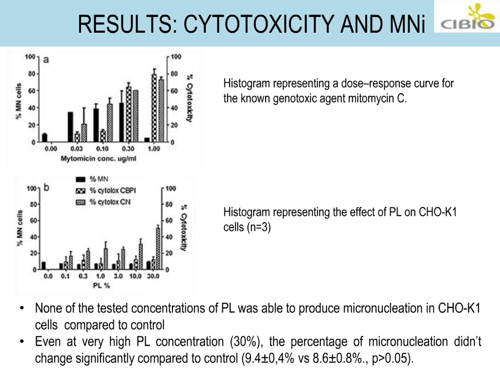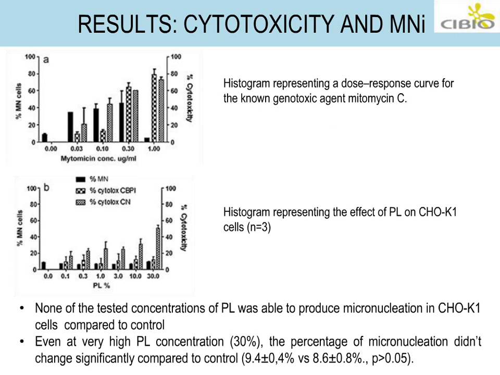I have to mention that all these analyses were performed at University of Trento at the Center for Integrative Biology. As a result, you can see in graph A the histogram representing a dose-response curve for the known genotoxic agent mitomycin A. You can see the proportionality between the percentage of micronuclei formation and the concentration of mitomycin.